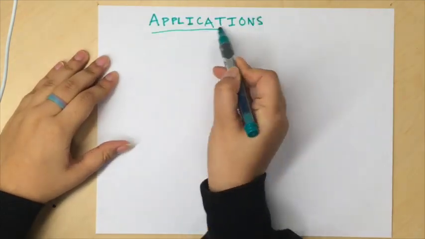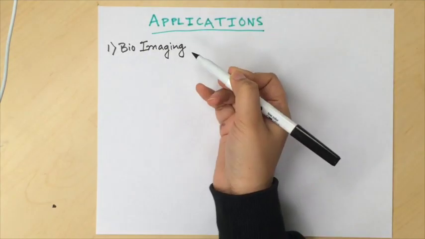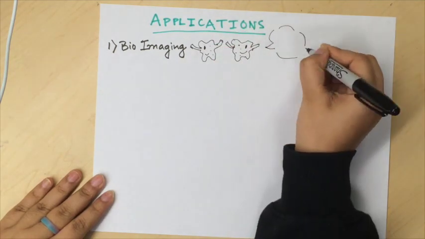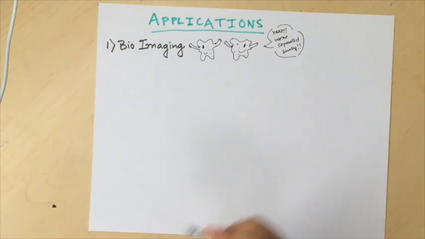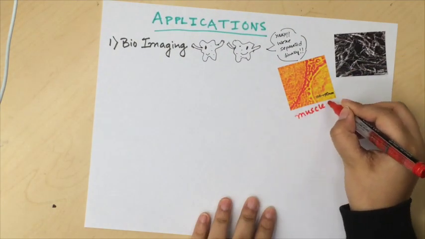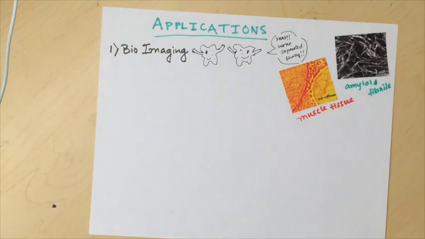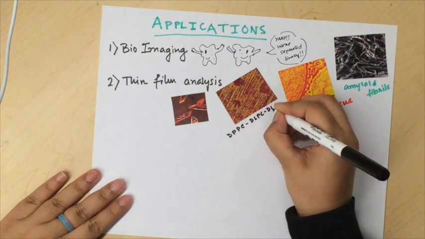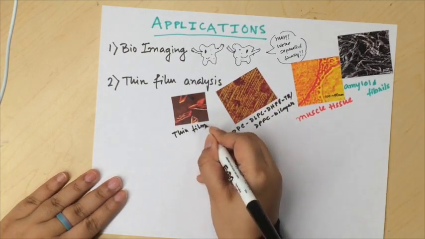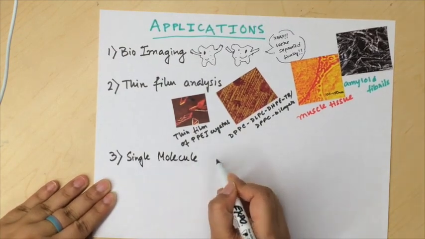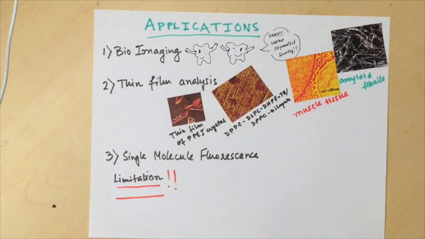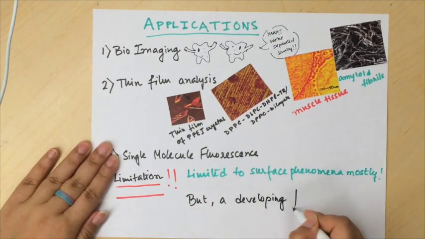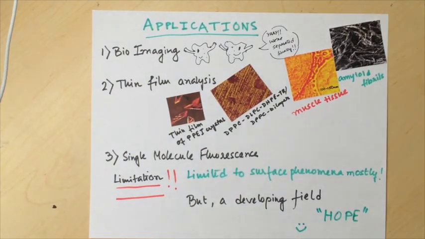Now let's talk about the applications of NSOM. The most investigated applications of NSOM are in bioimaging and thin film analysis. I've got a few images to show you. This is an image of a muscle tissue and this is an image of amyloid fibril. Also for thin film analysis, these are images of a polymer bilayer, and this is an image of a thin film of PPEI crystal. NSOM is also being applied in single molecule fluorescence imaging. One of the limitations of NSOM is that it is limited to studying surface phenomena only. But this field is developing, so we have hope.